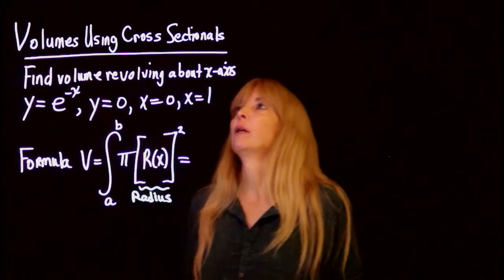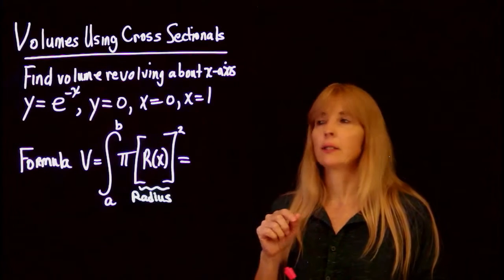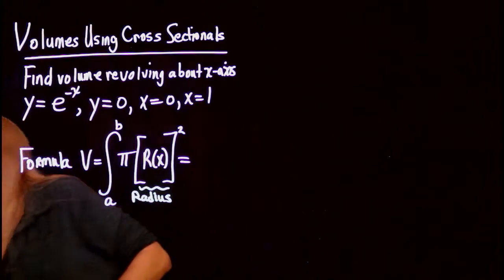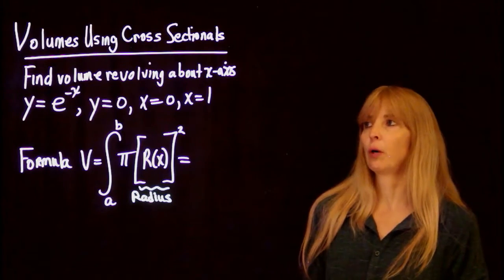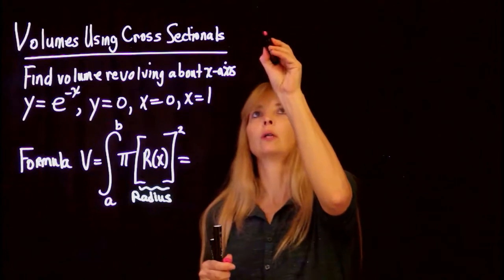So I want to find the volumes using the cross sections revolving about the x-axis for this function, y equals e to the minus x, bounded by y equals 0, x equals 0, and x equals 1. So the first thing I want to do is draw what this looks like.